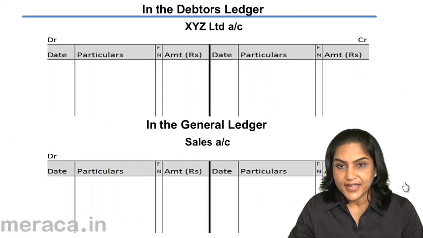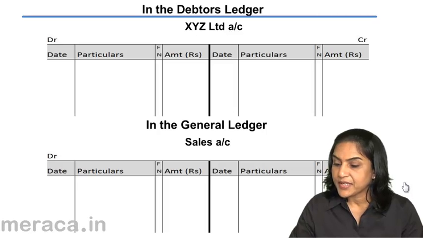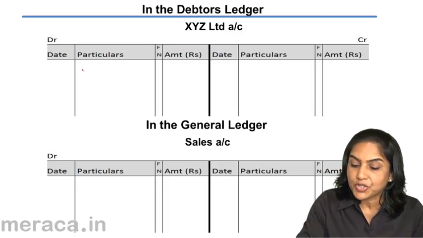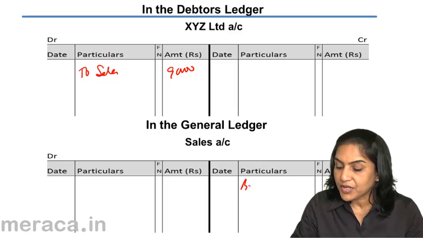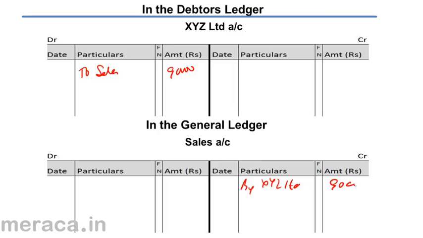This is in the debtors ledger. In the main books, XYZ Limited's account is debited with the amount of sales which is approved. We say to sales, that is 90,000, and the sales account is by XYZ Limited's account 90,000. Only when goods are approved, only when the sale is approved, is this entry made in the main books.